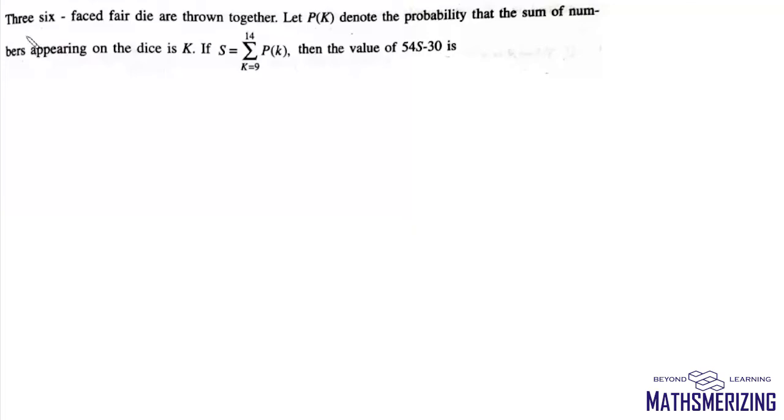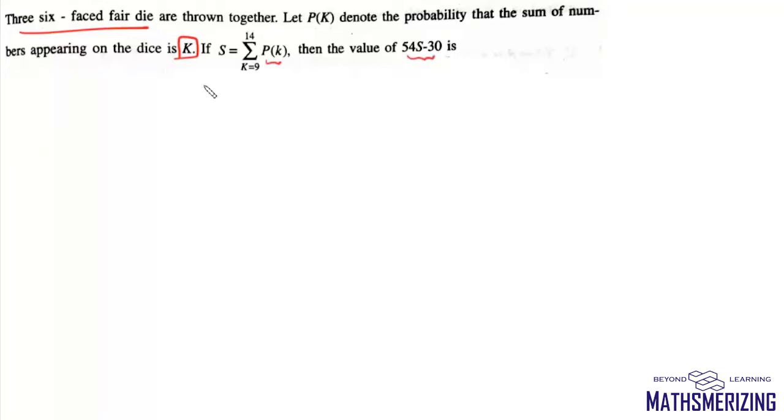Now here the question is, 3 six-faced square dice are thrown together. Let pk denote the probability that the sum of numbers appearing on the dice is k, and if this summation k varies from 9 to 14 pk, then find the value of 54s minus 30.